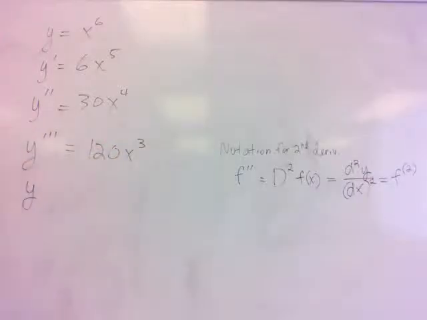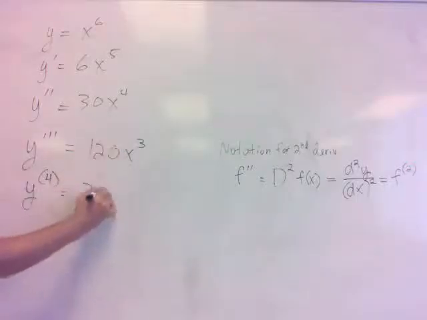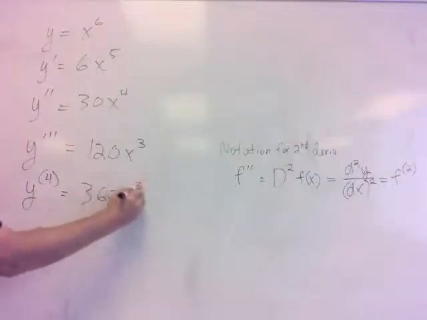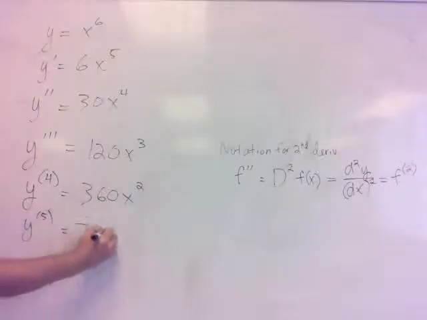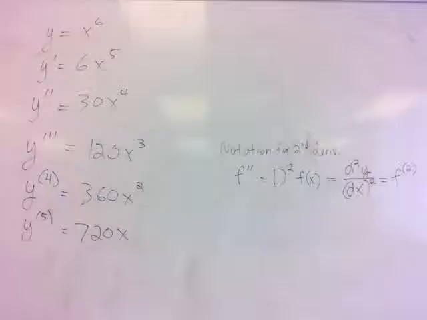Usually that's kind of where we stop with the little hash marks or whatever you want to call them. Then we go to the parentheses notation for the next derivative. The fourth derivative, usually you would see it with parentheses 4. And the derivative of that would be 360x squared. Fifth derivative, you get the point. This one could go a long ways. Eventually we get to 0 on that one. But just wanted to give you an FYI there.